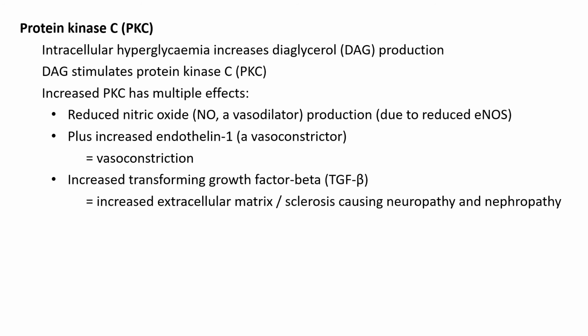As we said before, PKC also increases transforming growth factor beta, TGF-β. This ends up with an increased extracellular matrix. So we lay down more collagen around the cells. This gives us sclerosis and fibrosis. And this is a major contributor to neuropathy and nephropathy.